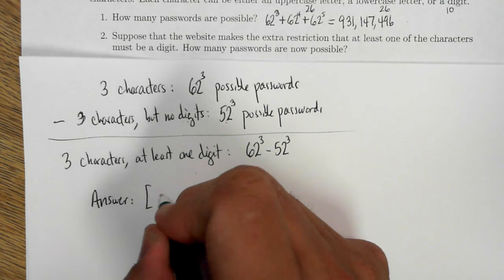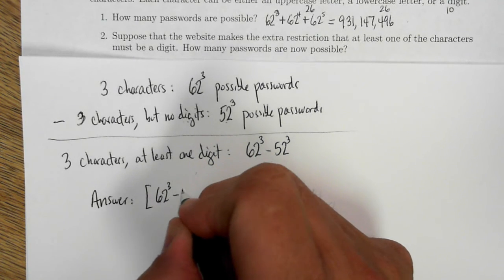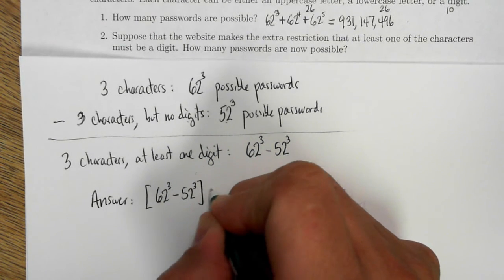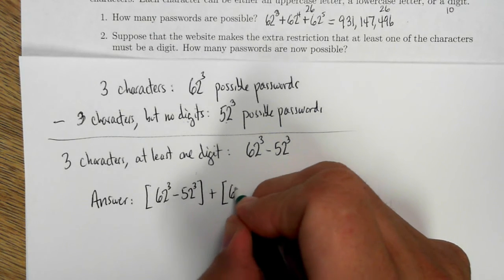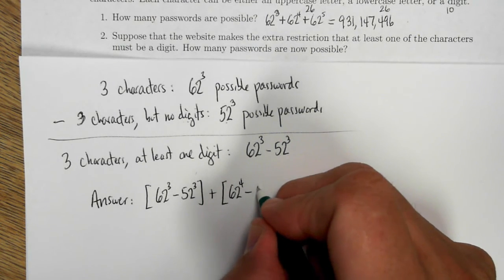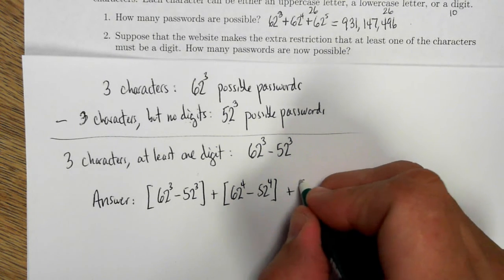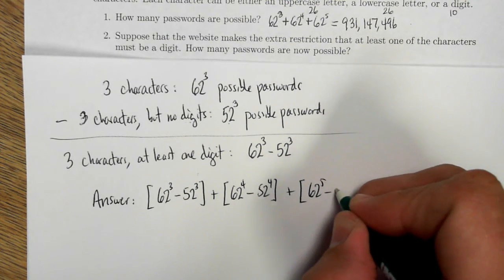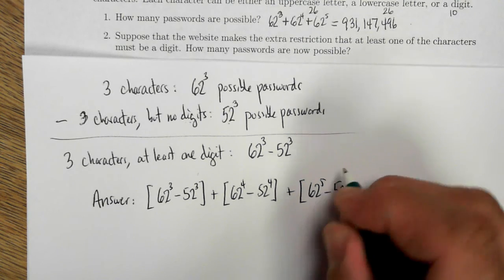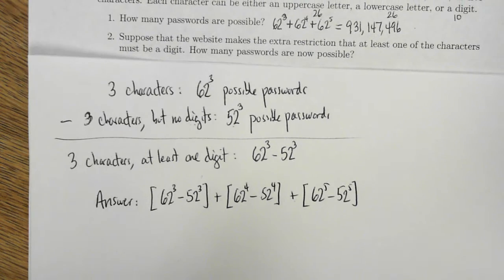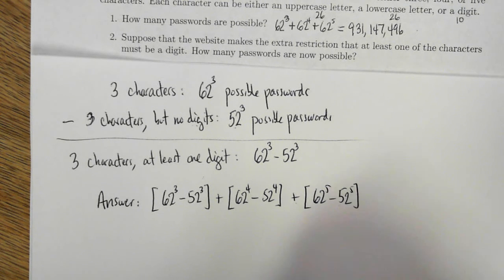So by the same argument, my answer is going to be, well, if it's 3 characters long, it's going to be 62 to the third minus 52 to the third. If it's 4 characters long, by the same reasoning, it'll be 62 to the fourth minus 52 to the fourth. And if it's 5 characters long, it'd be 62 to the 5th minus 52 to the 5th. And I add these things in brackets because these are the 3 ways that I could construct a password. Either this way with 3 characters, this way with 4 characters, or this way with 5 characters.